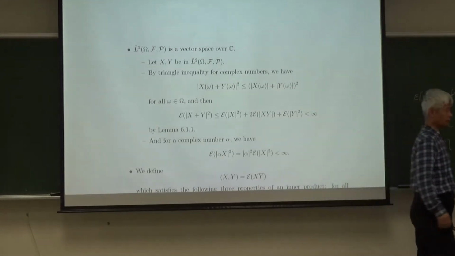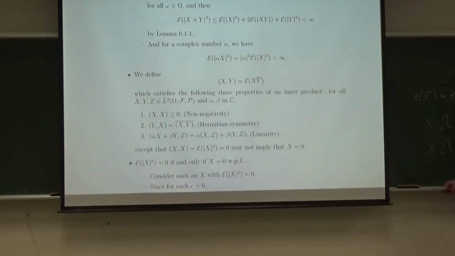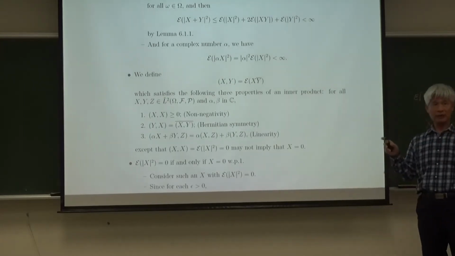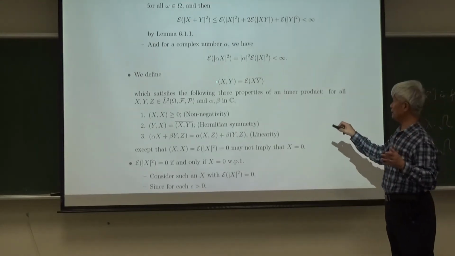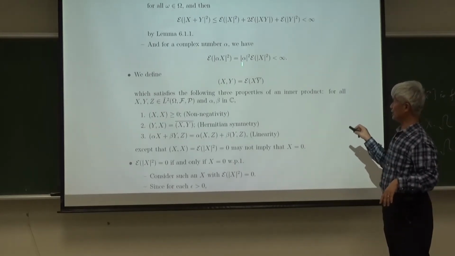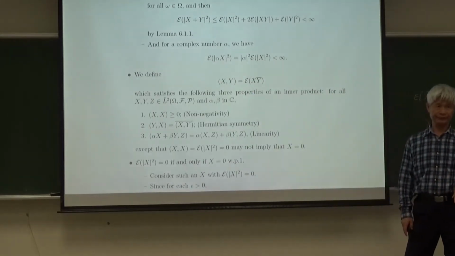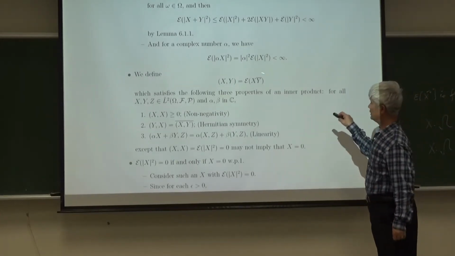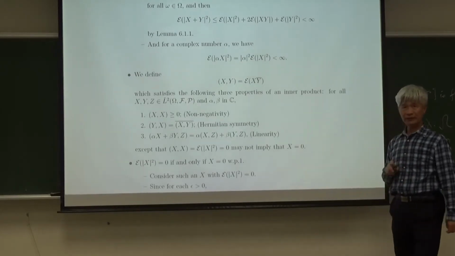Now we define an inner product in the space. Because the L2 space is a vector space, we define the inner product between two vectors x and y. The definition is the expectation of x times the complex conjugate of y. This is the complex conjugate. We can show that this definition satisfies the three axioms of inner product.